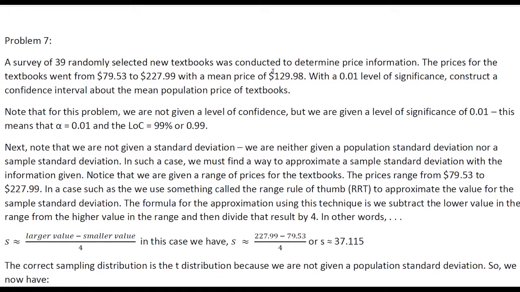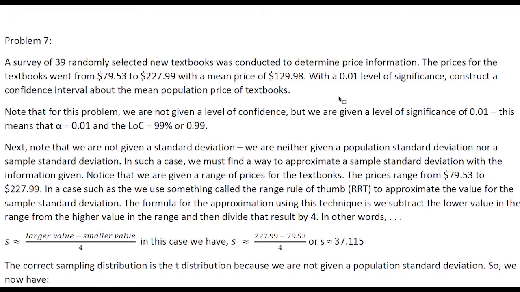Let's take a look at problem number 7. A survey of 39 randomly selected new textbooks was conducted to determine price information. The prices for the textbooks went from $79.53 to $227.99, with a mean price of $129.98. With a 0.01 level of significance, construct a confidence interval about the mean population price of textbooks.